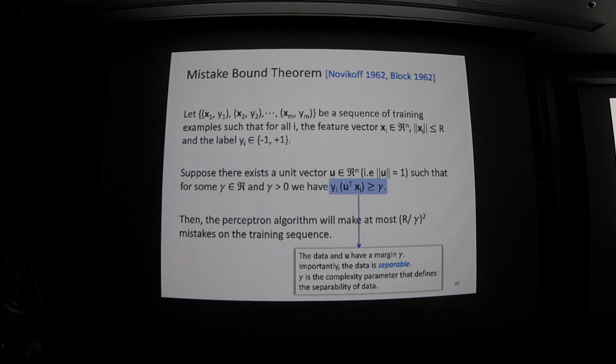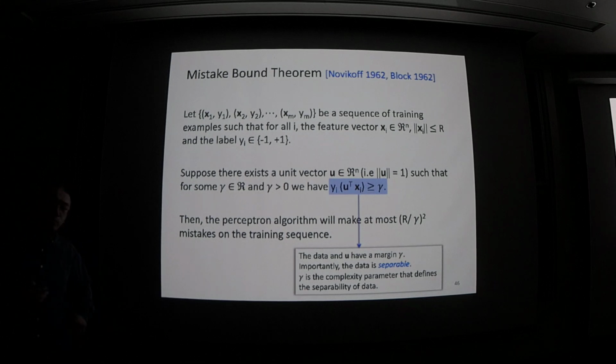So basically, it says, suppose there exists a separating hyperplane, represented by a unit vector, and the data is separable, and gamma is a complexity parameter that defines the separability of the data. So anyway, it just tells you about the separability of this data set. And with these two conditions, we can claim that the perceptron algorithm will make at most (R over gamma) squared mistakes on the training sequence.